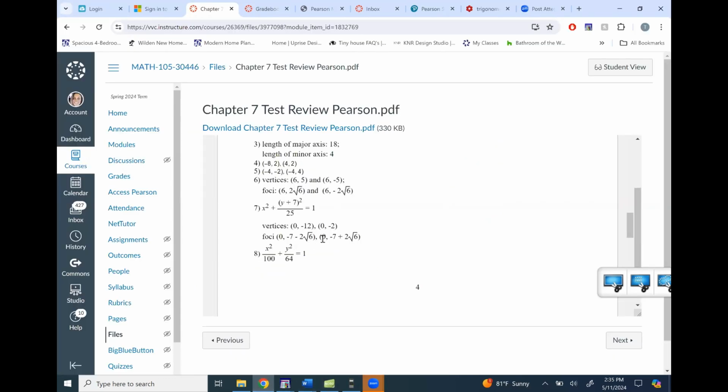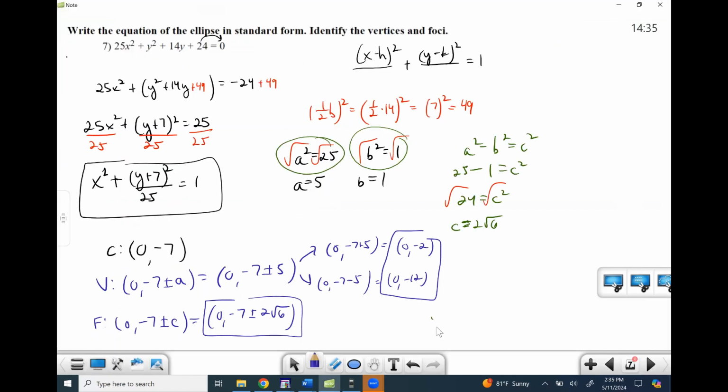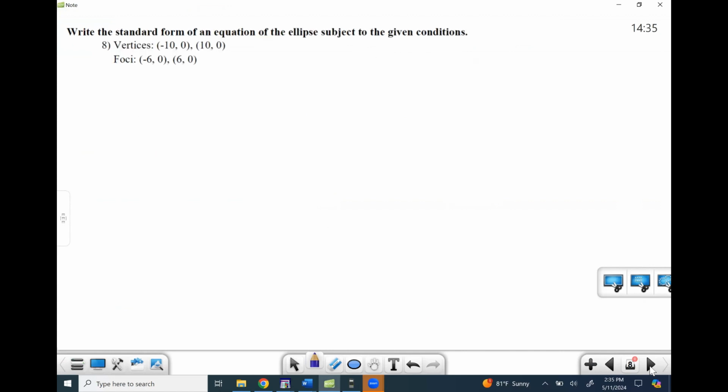Yeah, -7 minus 2 root 6 and -7 plus 2 root 6. That's exactly what we have right here. Doing good. All right, number 8. Write the standard form of the equation of the ellipse subject to the given conditions.